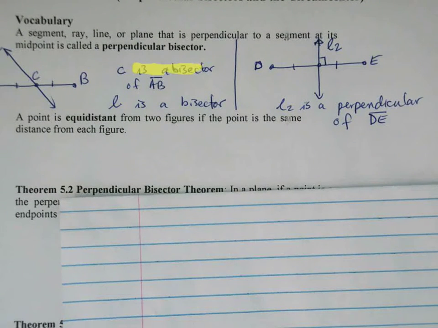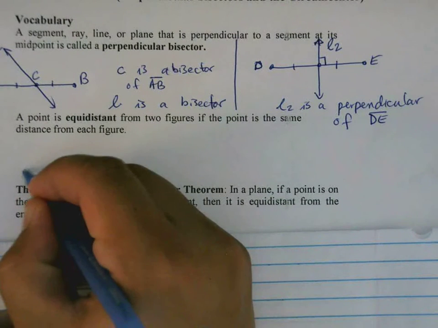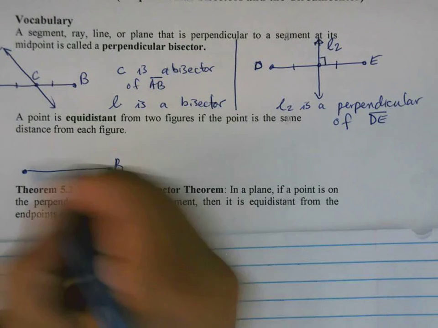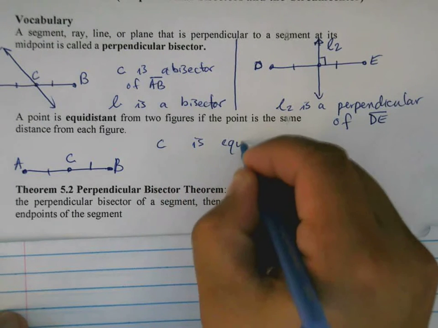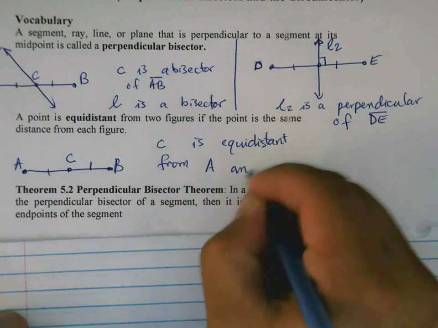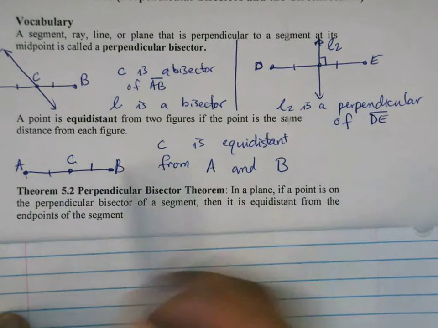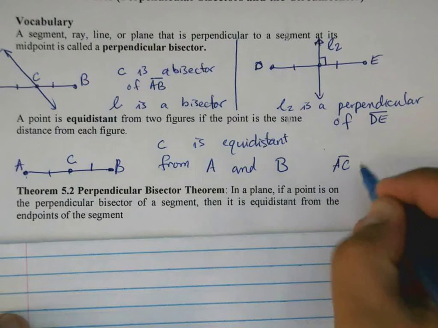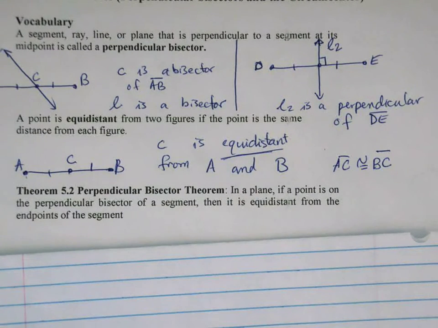Moving on, the next definition says a point is equidistant from two figures if the point is the same distance from each figure. For example, with the situation we had before, B, A, C right here, we can say that C is equidistant from A and B. That means the distance from C to A is the exact same as from C to B. We can also note that AC is congruent to BC. But this is the main point here.